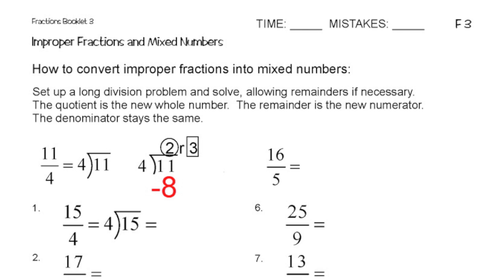I'm going to use these numbers right here. 2 is my quotient, which is my new whole number. 3 is my remainder, which is my new numerator. And my denominator is not going to change, so it's still going to be a 4. So my answer is 2 3/4.